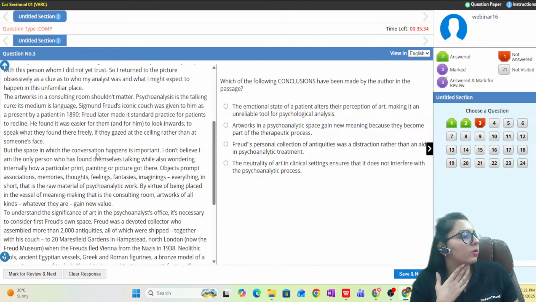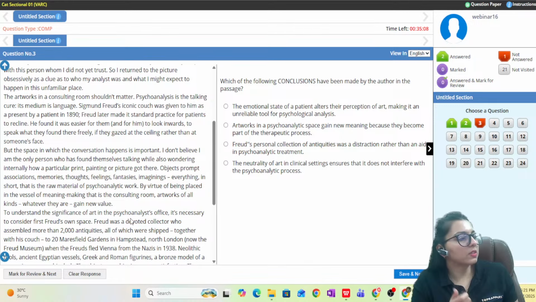But the space in which the conversation happens is important. I don't believe I'm the only person who has found themselves talking while also wondering internally how a particular print, painting, or picture got there. Okay, objects prompt association, memories, thoughts, feelings, fantasies, imaginings, everything. In short, they are the raw material of psychoanalytic work. By virtue of being placed in the vessel of meaning making, that is the consulting room, artworks of all kinds, whatever they are, gain new value.